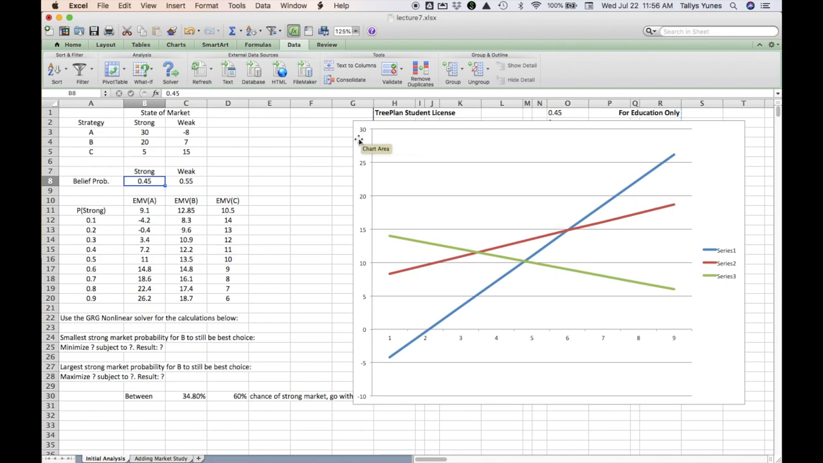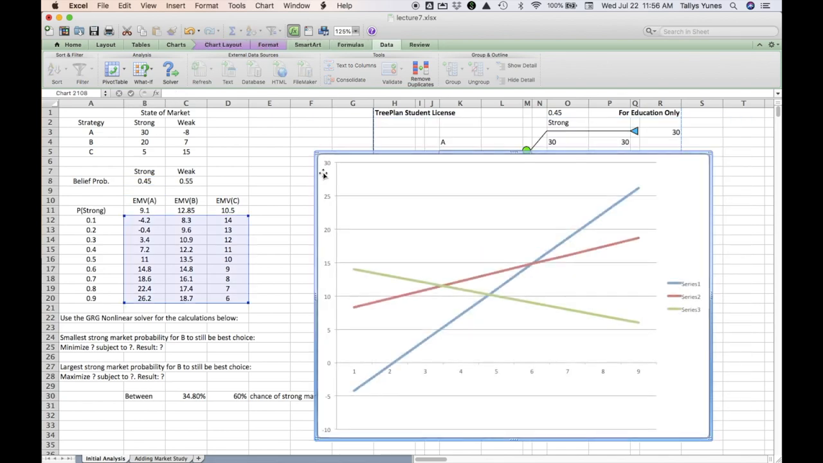And again, I think that looking at this graph is also more informative for us to have a better feel of how these strategies, one takes over the other as the market reaction probability changes. Great. So this was the one-way data table. Now let's do one in which we modify two inputs just so you see how that goes.